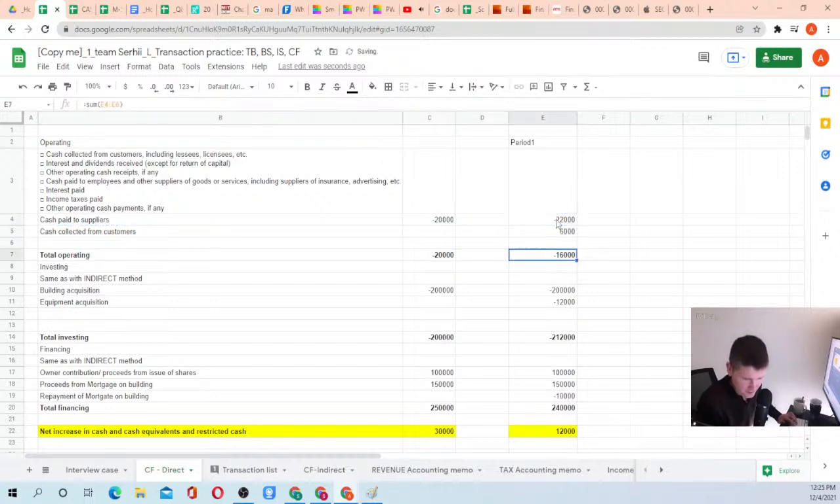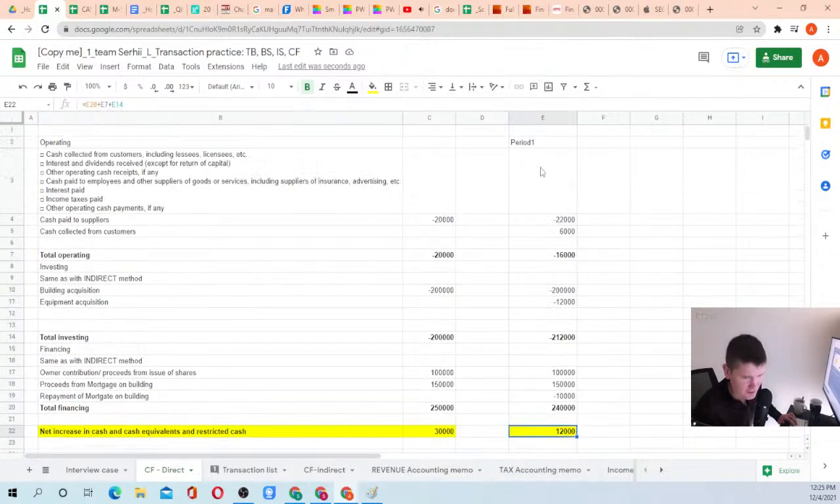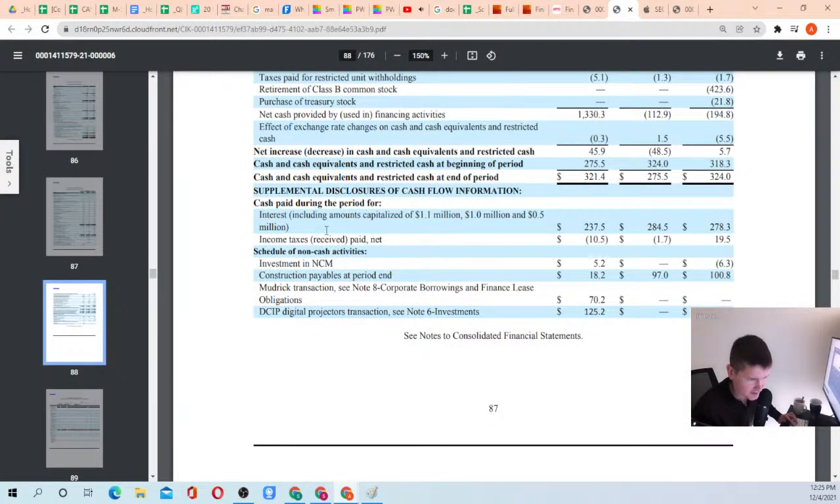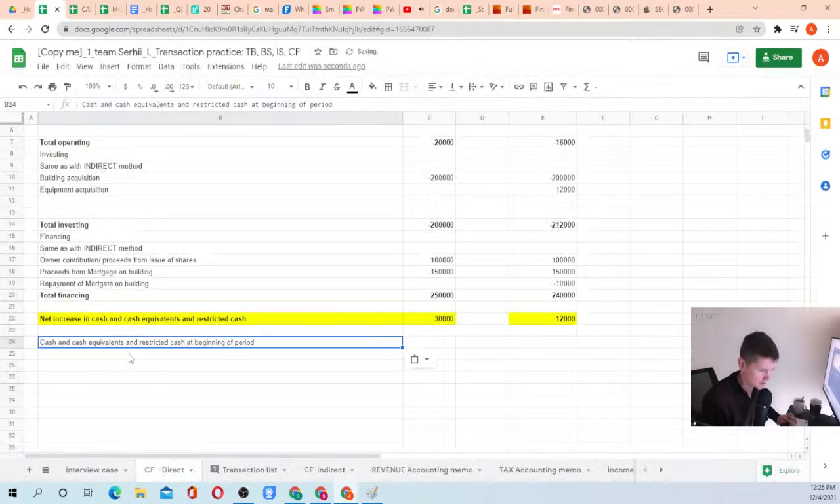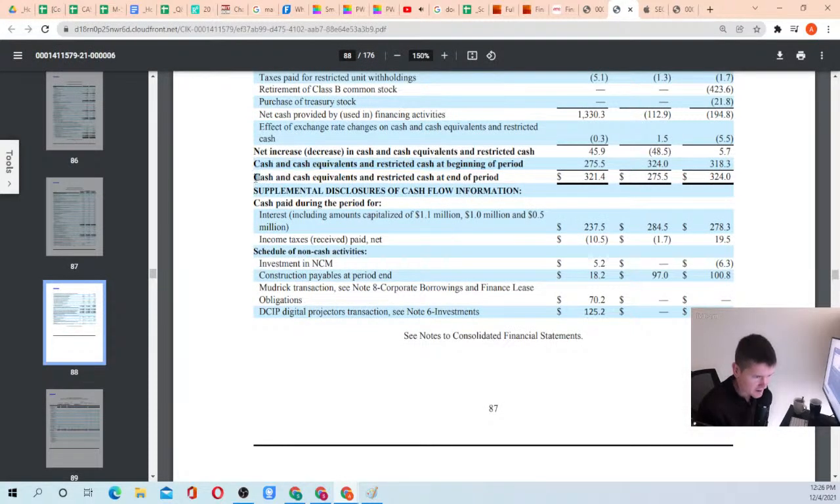Let's change our period. So our increase, it is period 1. So now as we can see in other companies, we have cash at the beginning of the period. Let's see our homework. Cash at the beginning, we have 0. Why do we have 0? Because we do not even have a company at that time. Then we have cash and cash equivalents at the end of the period.